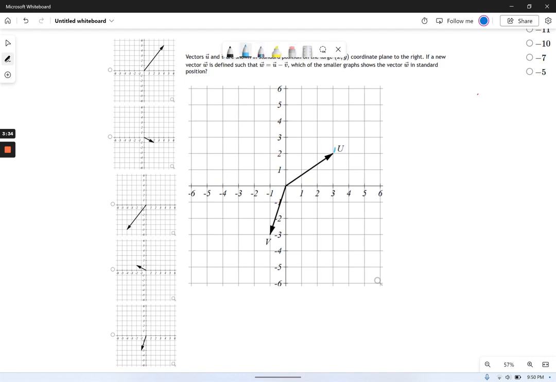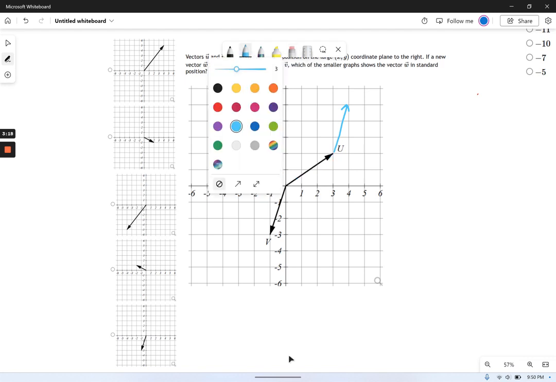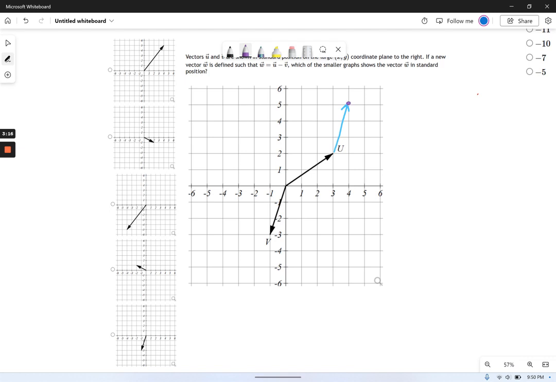So what that means is I'm going to stick minus v on the end of u. So there's my difference of the two of them. First I go in the direction of u, this distance, and then I go further up, the opposite of v. Now, where's that going to put me? Let me grab a different color ink here. That's going to put me up here, and the vector describing this difference goes from 0, 0, the starting point, to x equals 4, y equals 5.